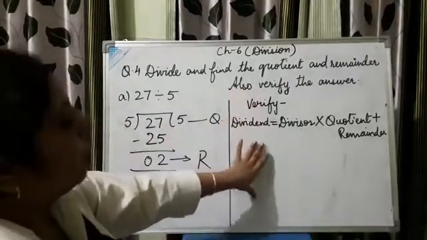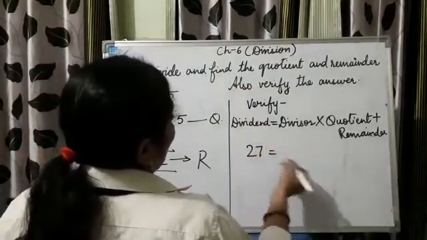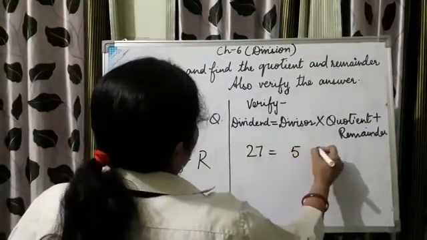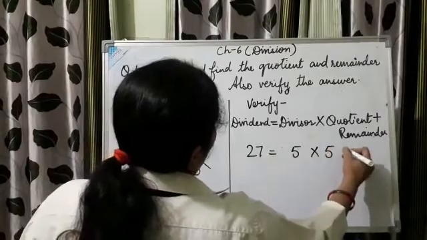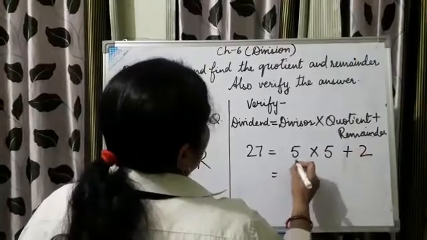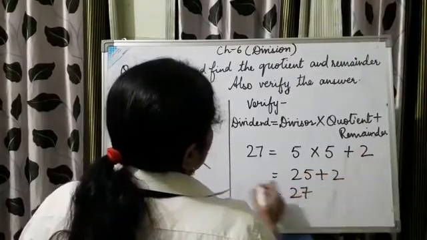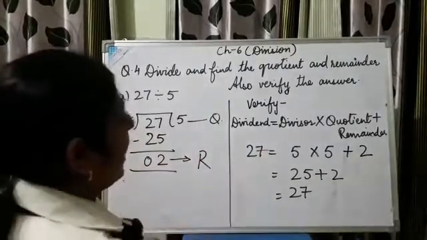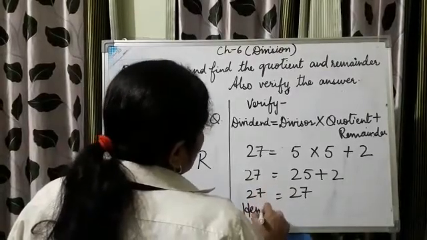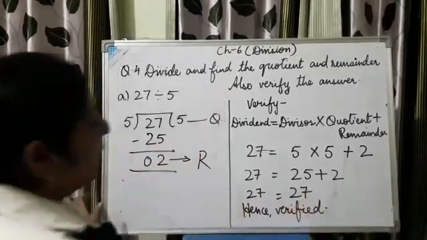Coming to the most important part, that is verify. Dividend is 27. So we have to get back the dividend after multiplying the divisor 5 with the quotient 5 plus the remainder 2, which is 5 multiply 5. 5 5s are 25 plus 2 becomes 27. So you have got finally 27 back after doing the calculation, which says that your sum is verified. So you will write at the end, hence verified.